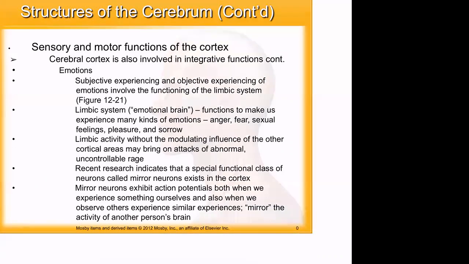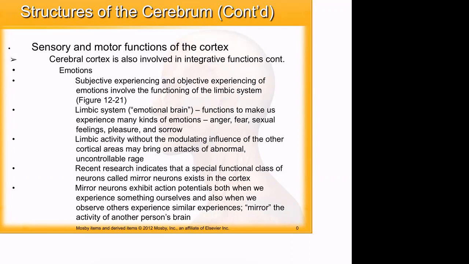Most people are familiar with emotions and their emotions. But here's the thing about the brain and the emotion center. There's not really one part of the brain that is just for emotions. It actually requires several areas of the brain that work together to help us have these feelings. What do they include? Anger, fear, sexual feelings, pleasure, sorrow, etc.